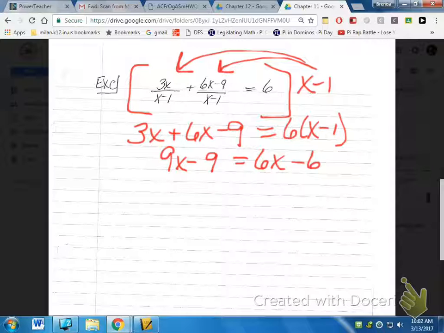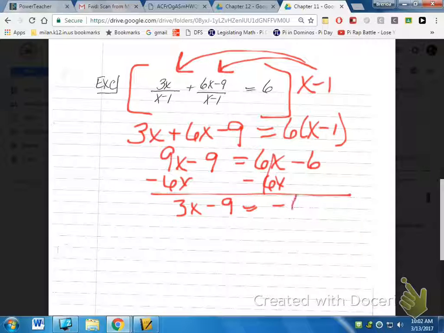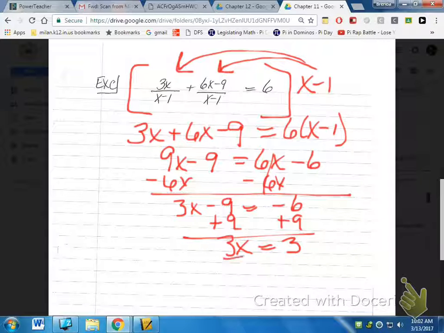All right, let's try to solve. I've got a variable on each side, so I'm going to subtract 6x. 3x minus 9 equals negative 6. Add 9. 3x equals 3. Divide by 3, x equals 1.